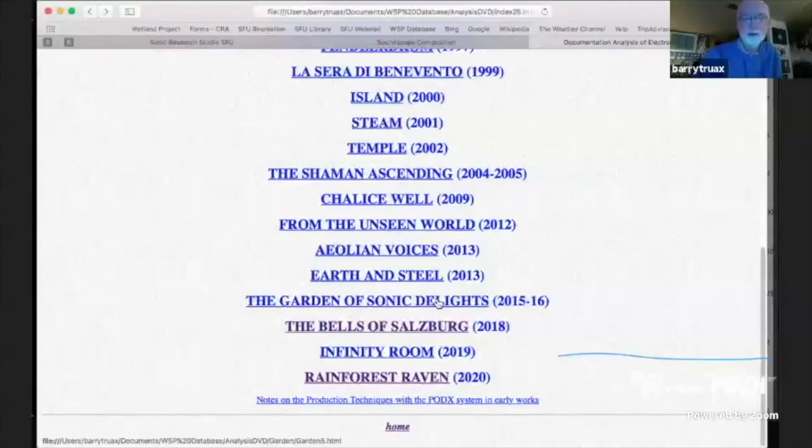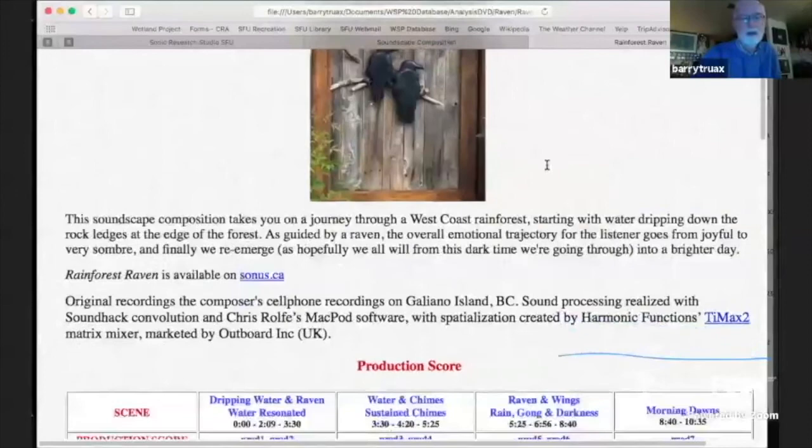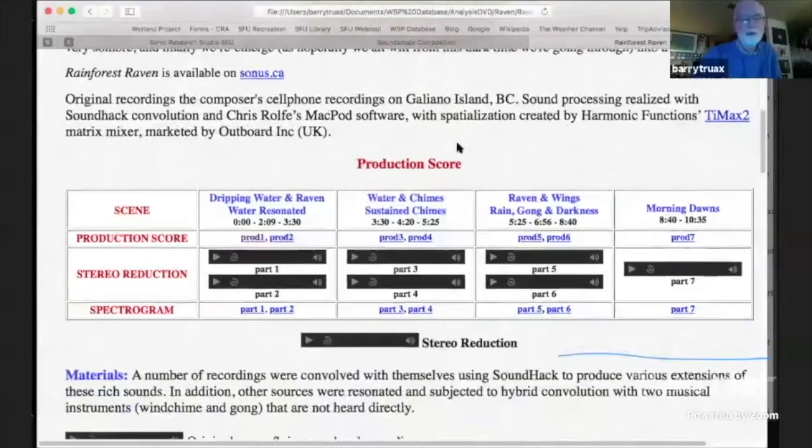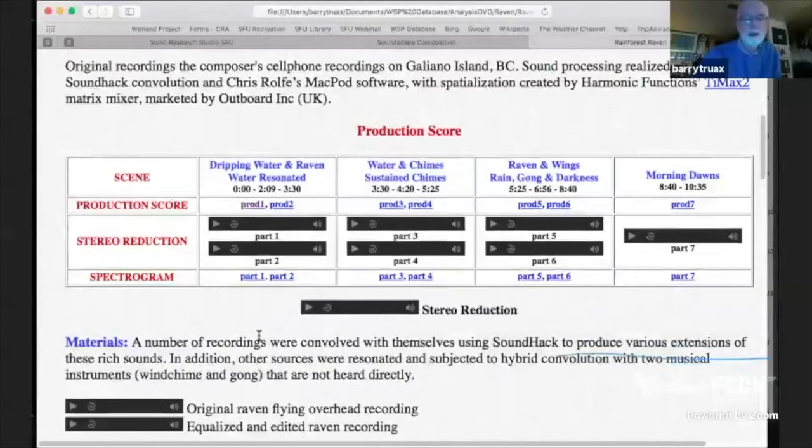The most recent piece I did was very much a pandemic kind of piece, so I thought I might just end up with that. This is called Rainforest Raven, and the materials were all done on the West Coast island, the Gulf Island called Galiano, that's near Vancouver. There was just a lot of wonderful types of sounds that could also be autoconvolved and hybridized, including dripping water, for instance, on the side of the rocks, and a lucky recording of a raven going overhead that I took to be the kind of guide.